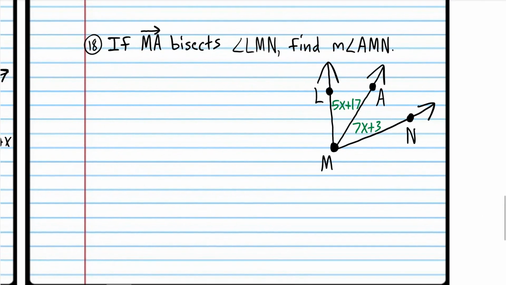Okay, we're back. So this ray bisects this angle here, which means that this angle is congruent to this angle. And by definition, that means their measures are equal. So angle LMA is congruent to angle AMN. And by definition, if they're congruent, that just means that their measures are equal.